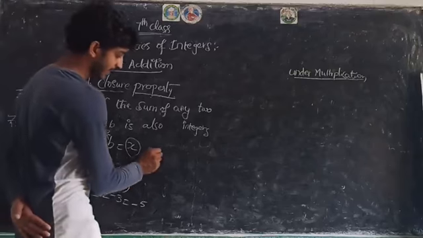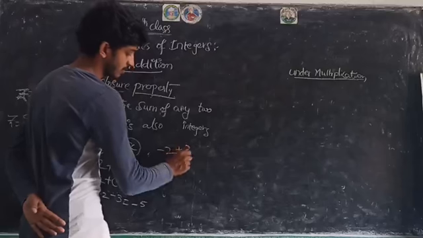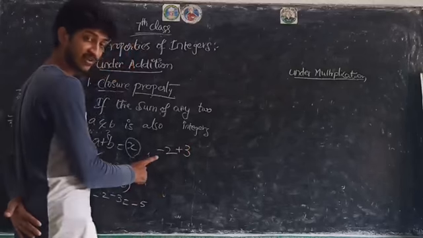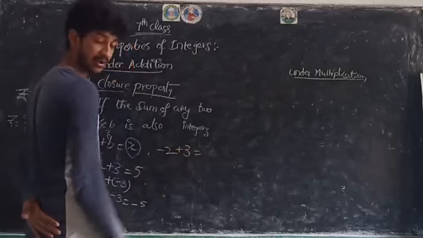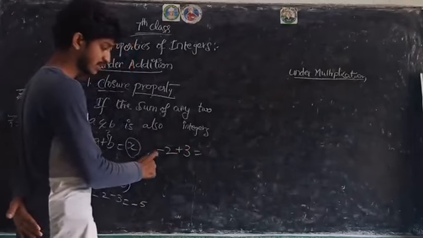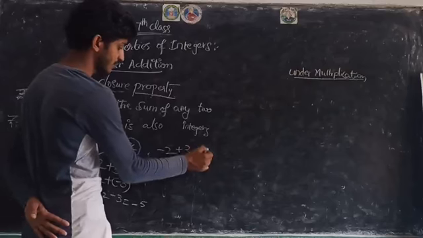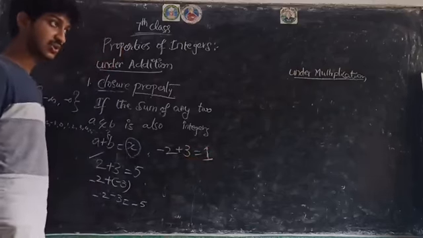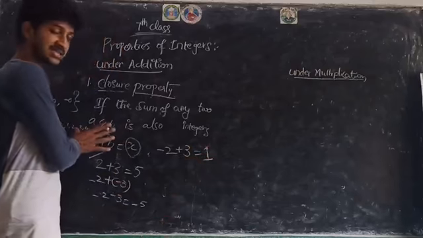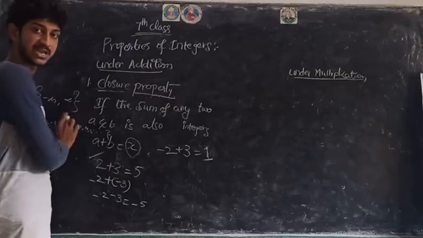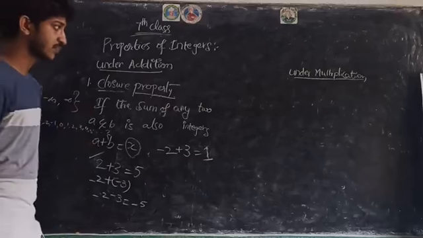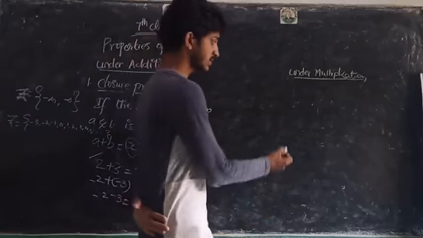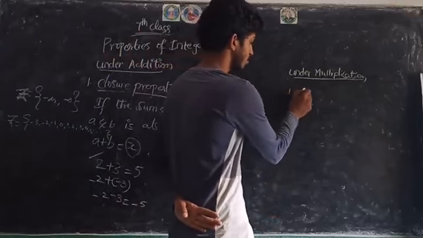So now I am taking one positive number and one negative number. I am taking one negative number and one positive number, and I am adding these two numbers. Minus 2 plus 3 is equal to 1. 1 is also in the set of integers. So it satisfies closure property under addition.